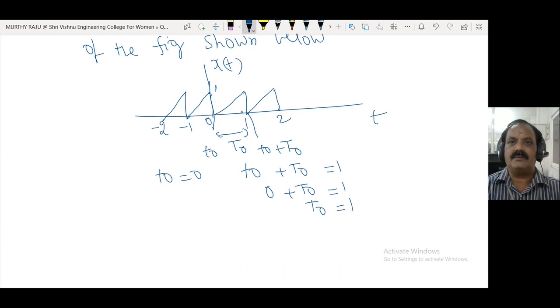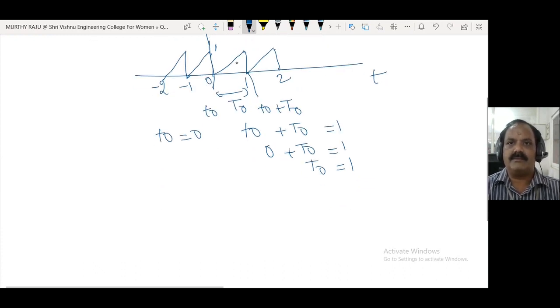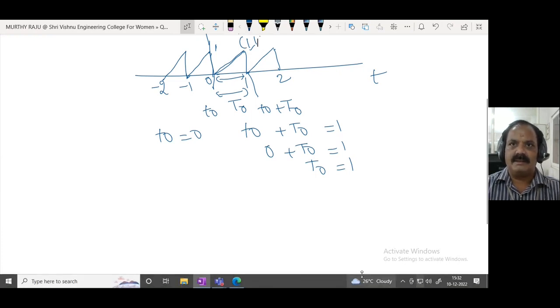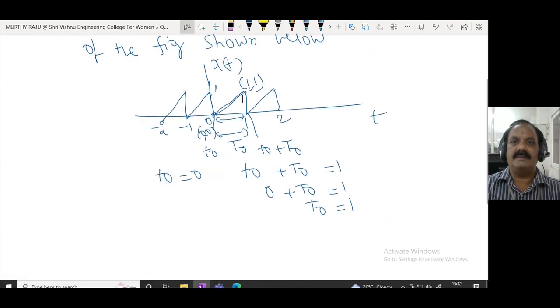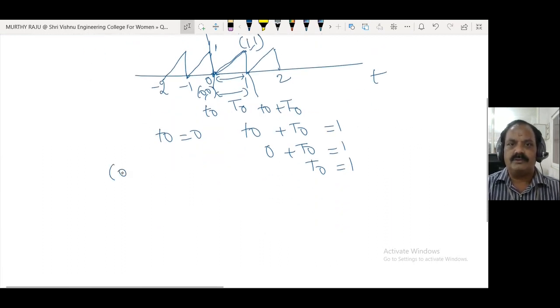So 0 less than or equal to t less than or equal to 1. Here, this is the waveform. The coordinates of this point are 1, 1. The value is 1 horizontally, and vertically the value is also 1. And 0, 0 is the first point, and this one is the second point. Find the equation of the line through 0, 0 and 1, 1.